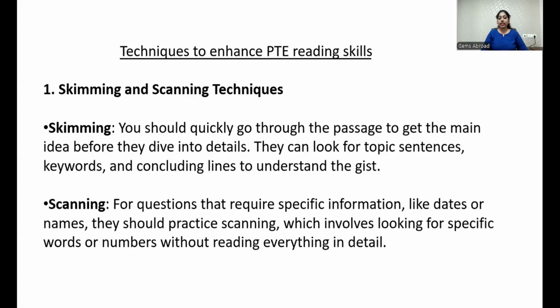So the first technique is skimming and scanning techniques. Skimming means you should quickly go through the passage to get the main idea before you dive into details. Before you search for the details, you need to know what the topic is about. You can also look for the topic sentence, because in any English context, the first sentence will be your topic sentence. So from the first sentence itself, you can identify what the topic or context is about.